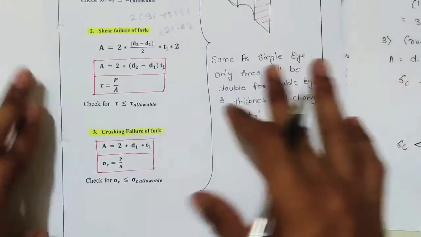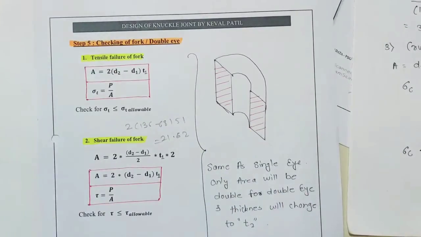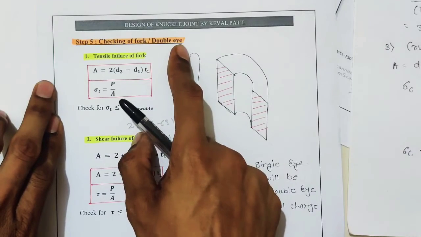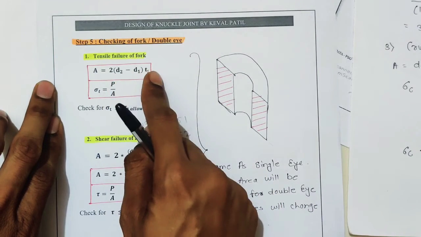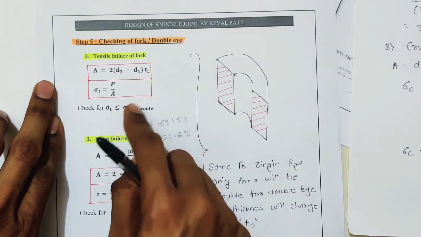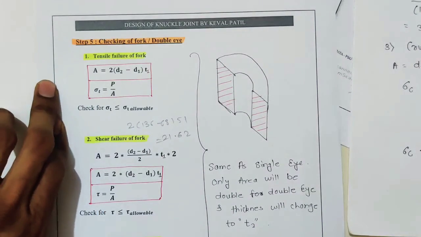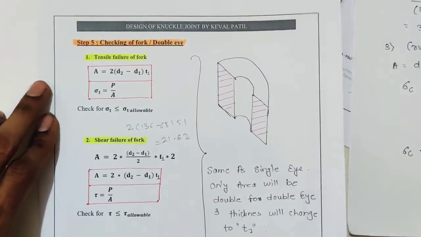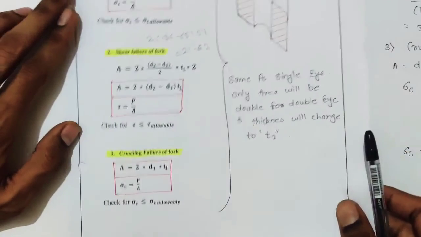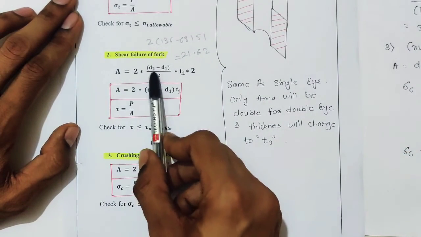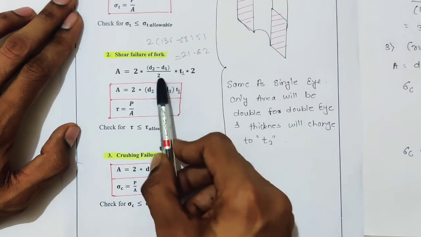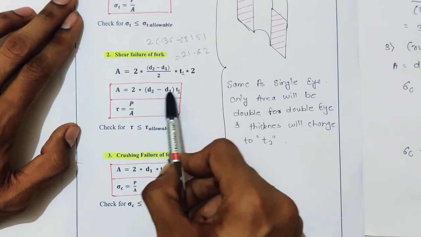I have already checked the fork and the double eye. So area is 2 (d2 minus d1) into t1. Sigma t is P by A. Similarly for shear, it is area 2 into (d2 minus d1) by 2 into t1. The 2 gets cancelled, giving 2 into (d2 minus d1) t1.